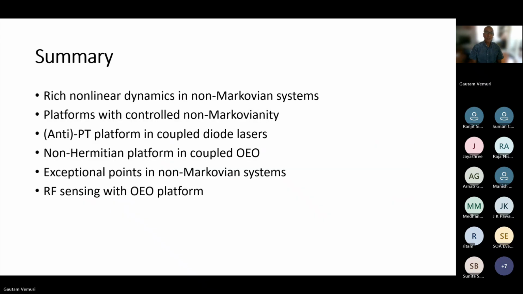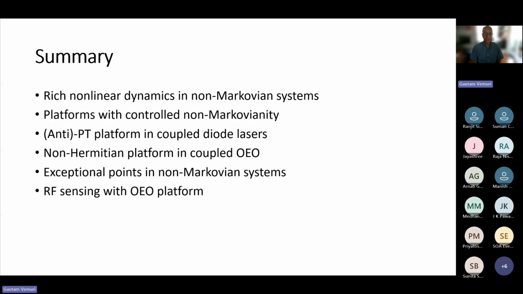I want to finish up by telling you that if you have these non-Markovian systems with a time delay, they lead to a very rich landscape of behaviors, all of which can be controlled by controlling the time delay. I showed you 2 examples. One is the coupled diode lasers. I glossed over this point that the system is actually what's called an anti-PT system, as opposed to a pure PT system. But it was not important for the point I was trying to get across.